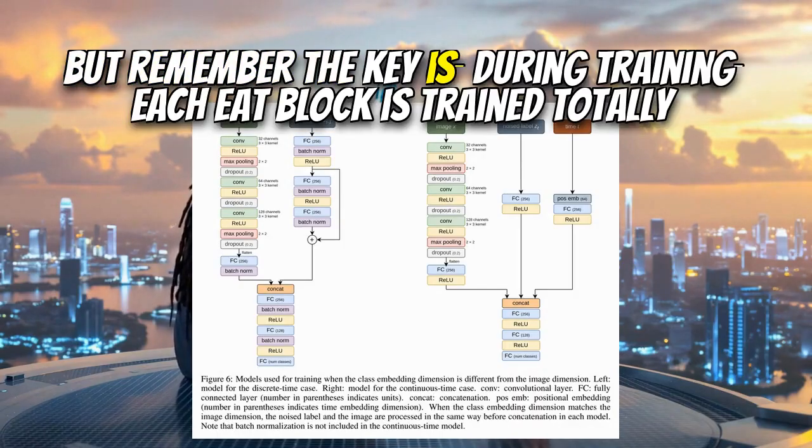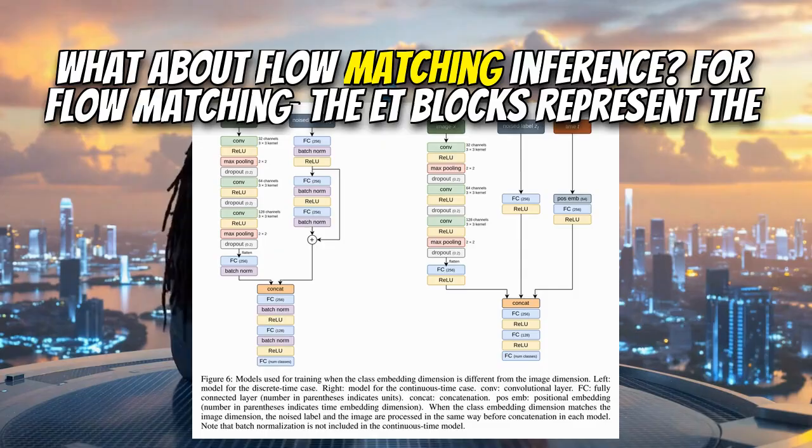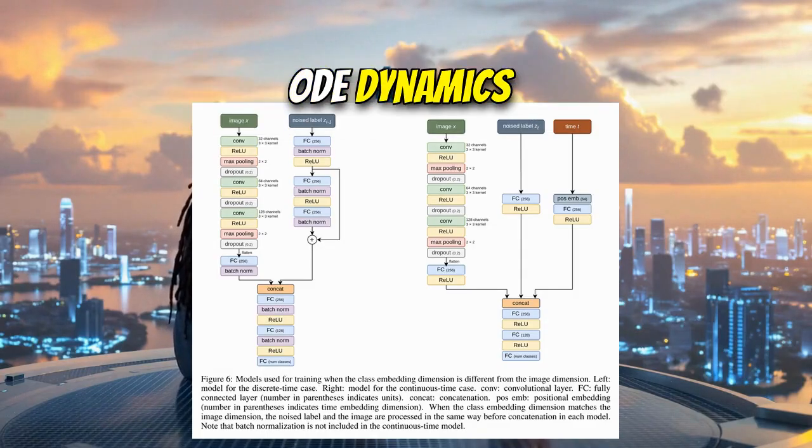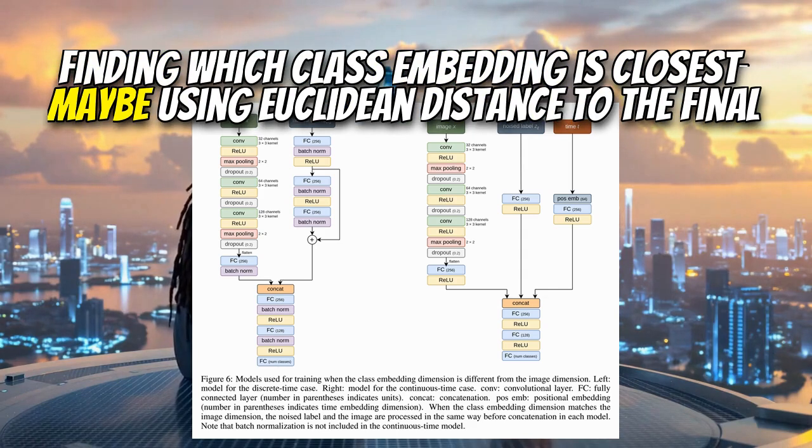But remember, the key is, during training, each u_t block is trained totally independently. Right, no crosstalk during training. What about flow matching inference? For flow matching, the blocks represent the ODE dynamics. You integrate the ODE starting from noise, and the final prediction is usually made by finding which class embedding is closest, maybe using Euclidean distance, to the final state z_T.